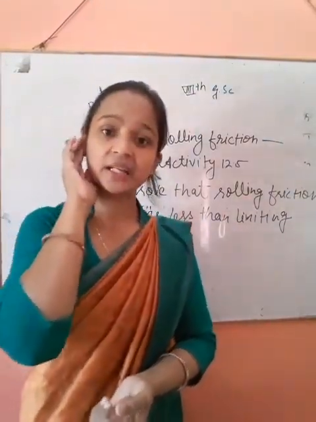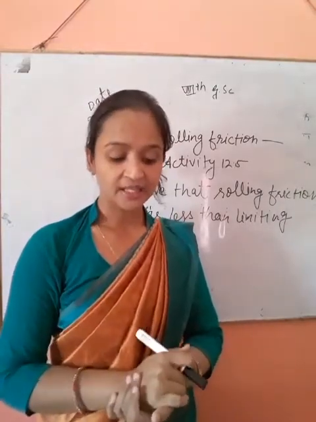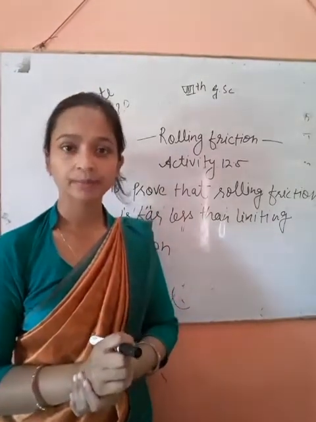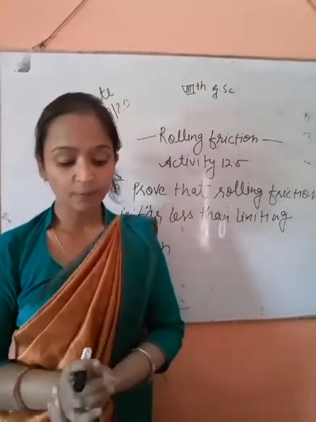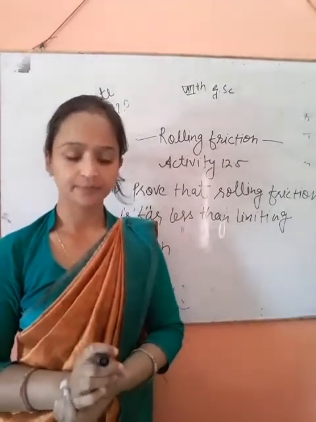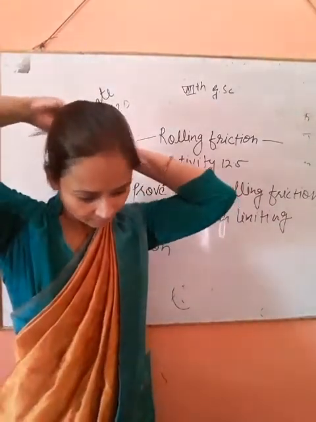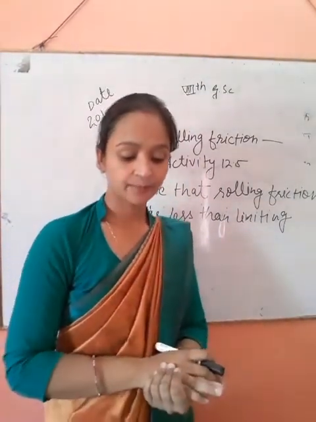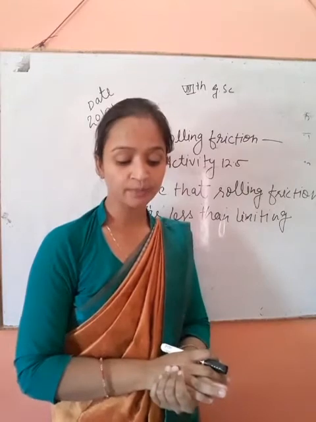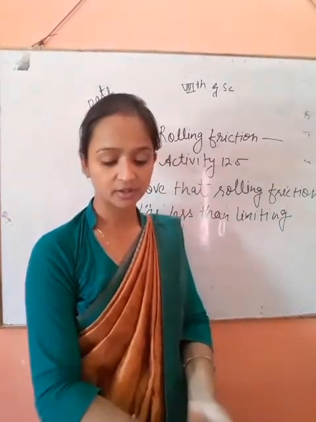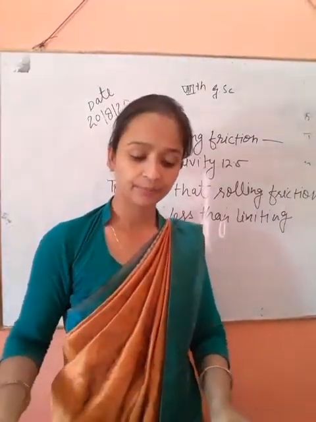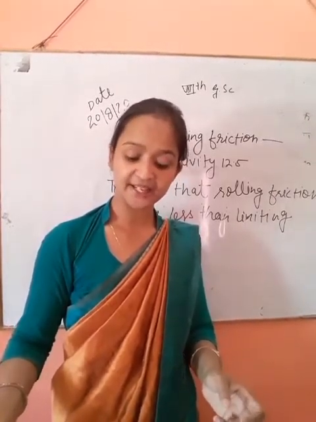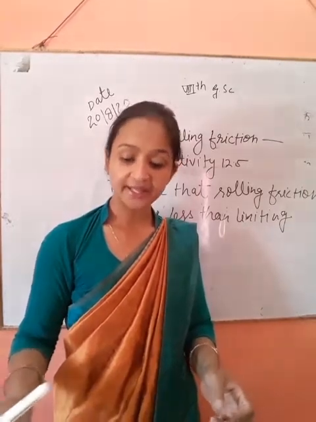Materials required. What are the materials needed for this activity? A wooden block provided with a hook, a spring balance, and 4 pencils with a round surface. Method: proceed as in activity 12.2 and thus find the limiting friction. Activity 12.2 is to prove that limiting friction depends upon the nature of the surfaces in contact with each other.